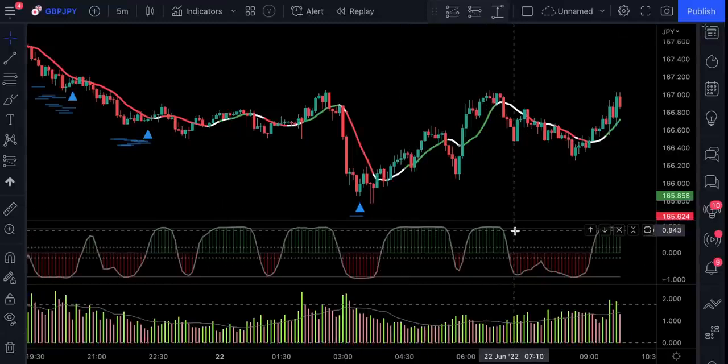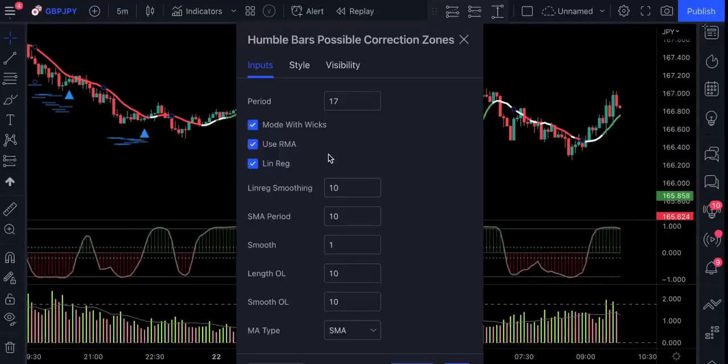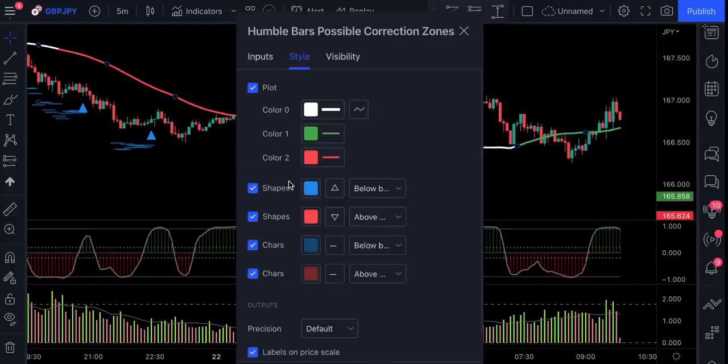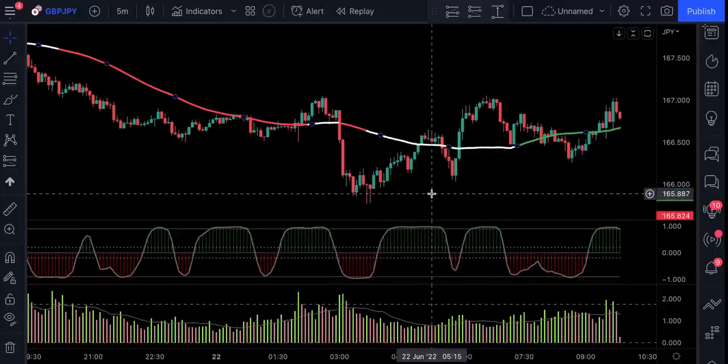And finally, let's make some adjustments to this Humble Bars positive correction zones indicator. So I suggest to change the smoothing from 10 to 20. Let's also change this SMA period from 10 to 50, and this smooth OL from 10 to 30. In the style section, let's remove these shapes. Okay, the setup is complete, let's get into the trading rules.